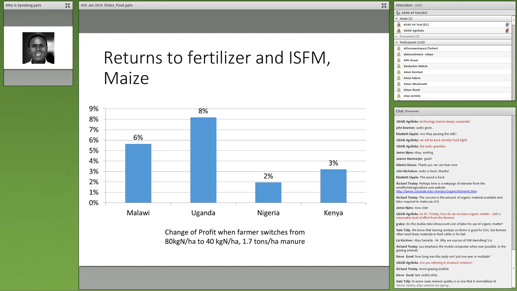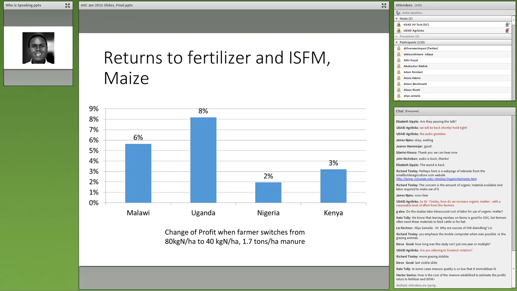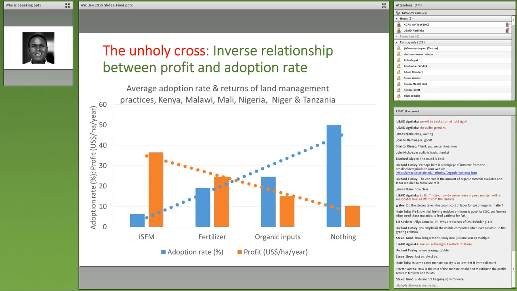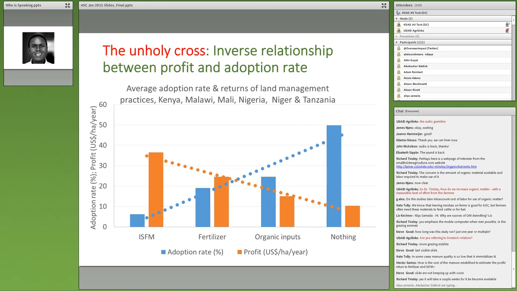Now, look at the subsidies. I'm going to talk about the subsidies. They are not subsidizing the organic input. They are only subsidizing one thing, fertilizer. That's it. This is what we call the unholy cross. Why? Because it is illogical. It should not be like this.